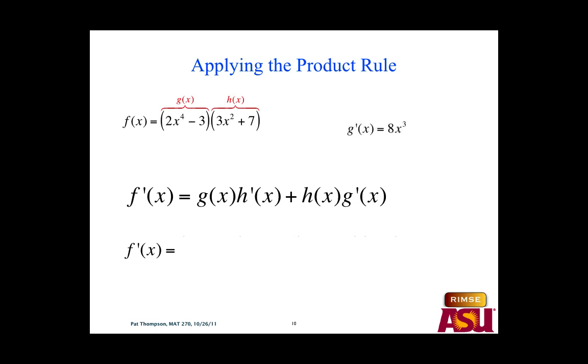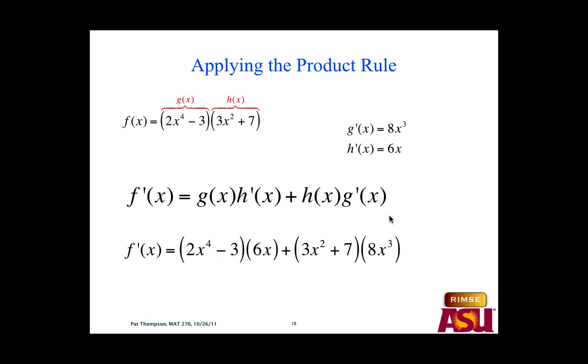Or written all out, I just put it in the order that I happen to type it here, but it doesn't really matter, like I said, the order of the pieces, as long as I have these two multiplied and those two multiplied. It doesn't matter in which order the multiplications are written, nor in which order the addition is written. So 2x to the fourth minus 3 times 6x plus 3x squared plus 7 times 8x cubed.